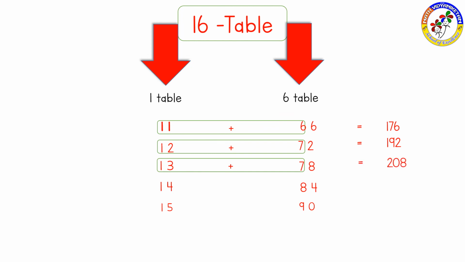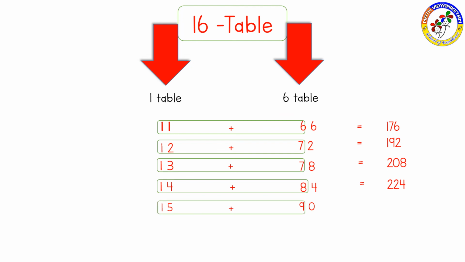13 plus 7 is 20, and write 8 as it is. That is 208. Now 14 plus 8. 14 plus 8 is 22, and write 4 as it is. Okay. Now 15 plus 9. 15 plus 9 is 24, and write 0 as it is. So here is the 16th table from the 11th step.